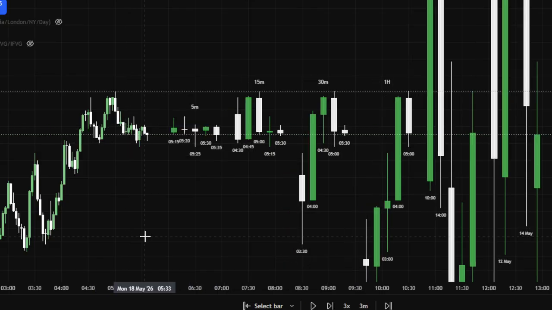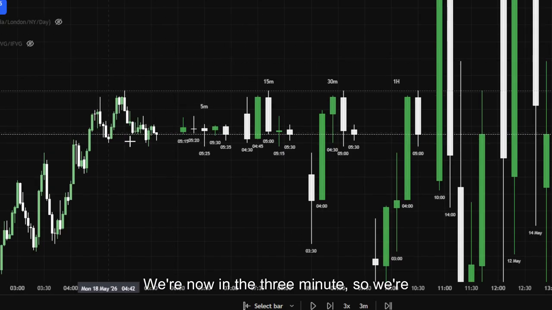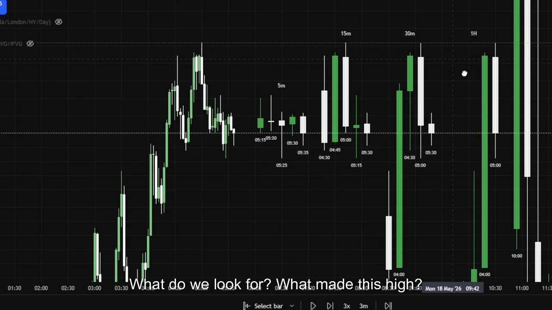It's 5:18. Okay, 5:30 was actually here. So we got it. We got the sweep, the close within the range. 15-minute did as well, so we have some confluence on multiple time frames. We're now in the 3-minute, so we're right where we should be. What do we look for?